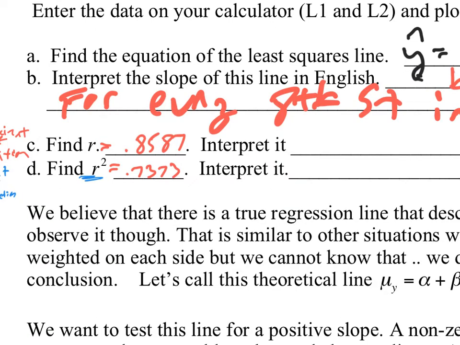Tell me about an r of 0.8587. That's a very strong association. Very strong or fairly strong? I'd say fairly strong, 'cause very strong... Very strong? Okay.